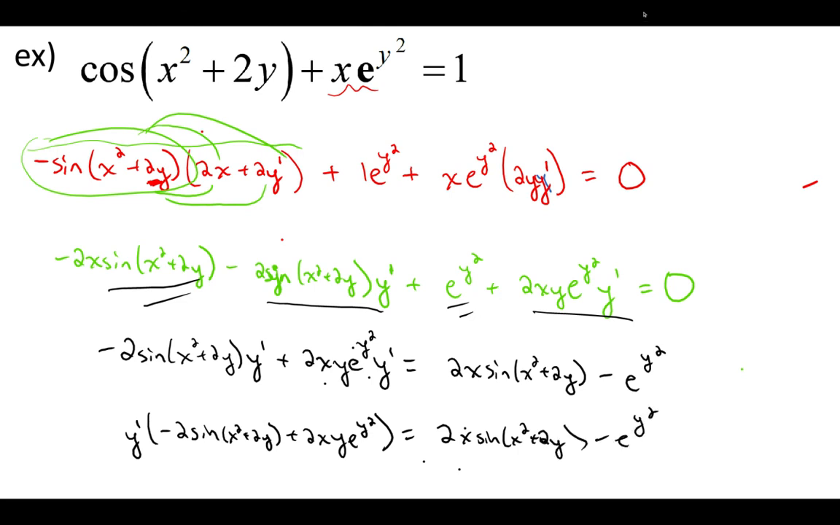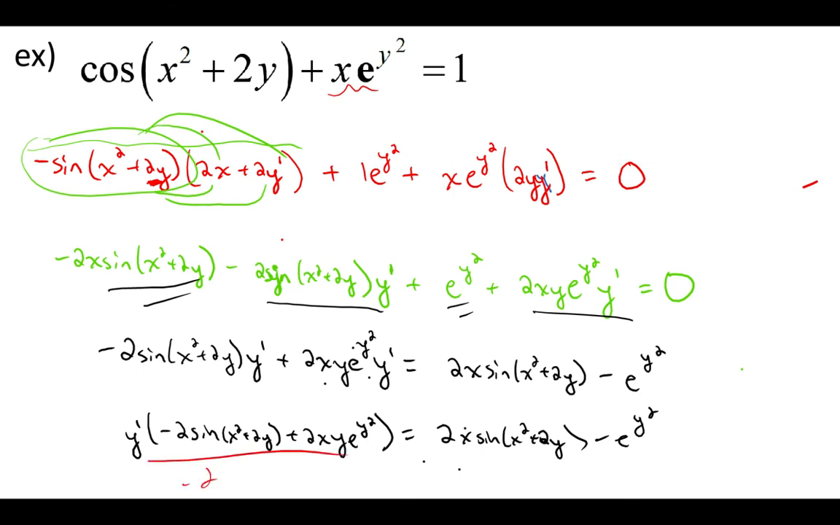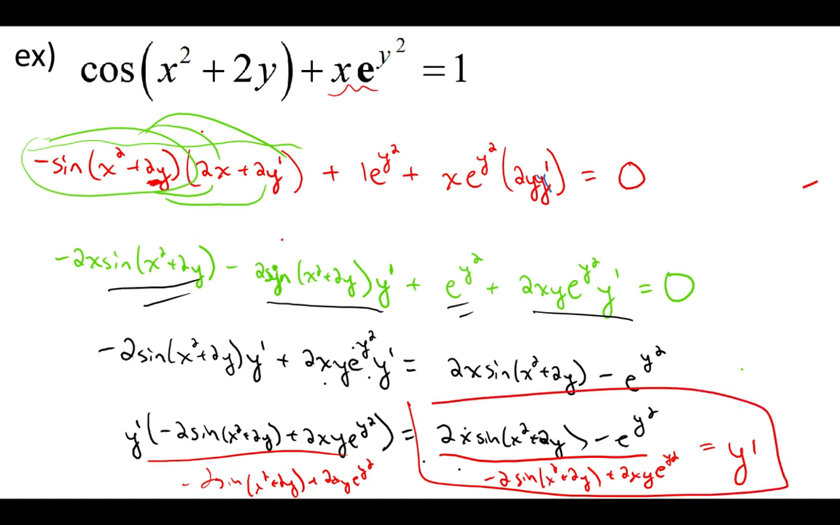And last but not least, I want to divide both sides, and I'm just going to do this in one step here. I don't think you want to watch me rewrite all this twice. So my final answer is going to be that, divided by negative 2 sine of x squared plus 2y plus 2xy e to the y squared, equals y prime. And that is about as complicated as it will get for you. I think we're going to end there. We will save the tangent line problems for another day.